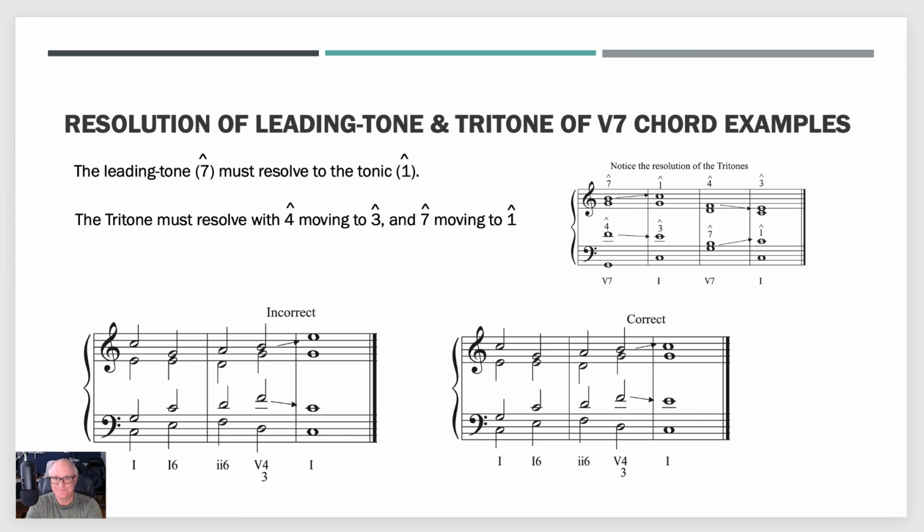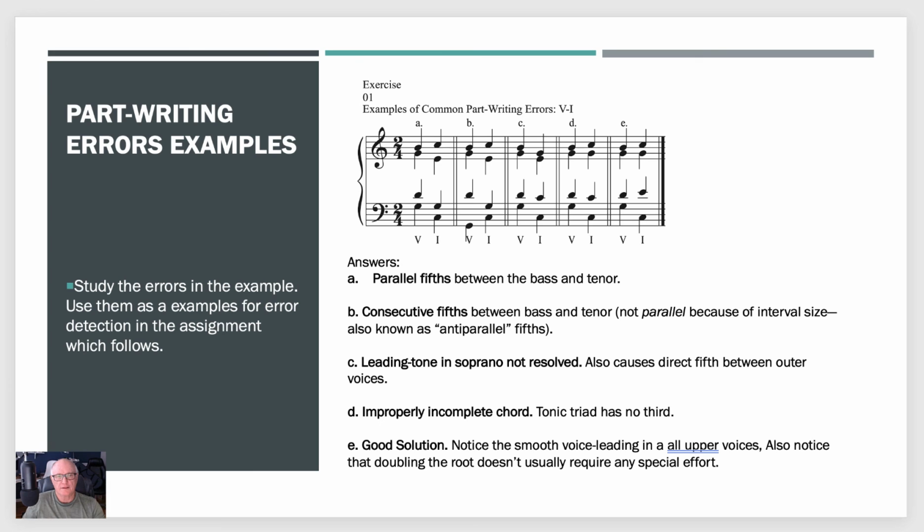They have to resolve that way. And this is the idea about the leading tone. What we usually forget about, though, is what to do with the 4th scale degree, which is the 7th in the 5-7 chord. And that's how you resolve it. So always take the tritone, either resolve it outwardly or inwardly with contrary motion to the tonic and the 3rd of the tonic triad. So here are some examples of common part writing errors.